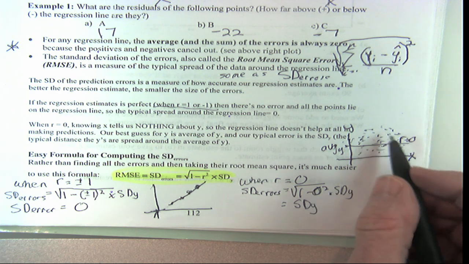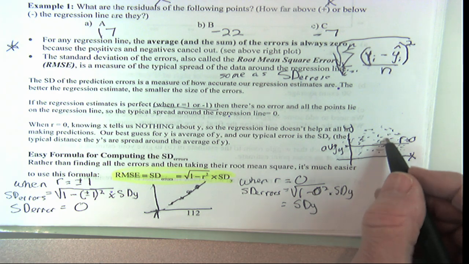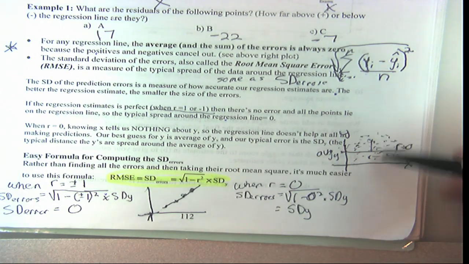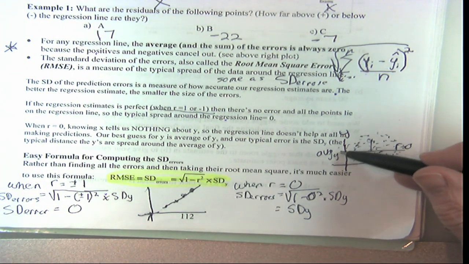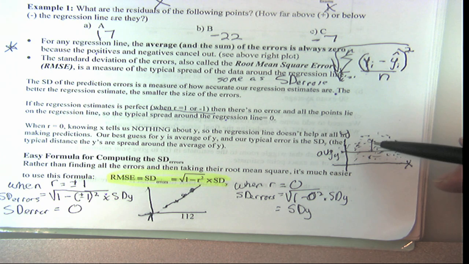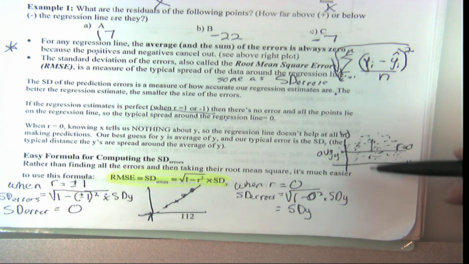And then the typical spread around here, the typical spread up and down, is just the spread of the y values. If you all scored at the average, there'd be no spread. It's just how spread out they are here. I think our exam scores were, I can't really remember, probably about 10 points.